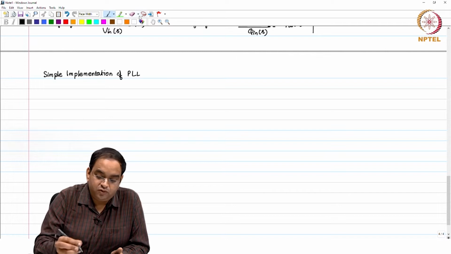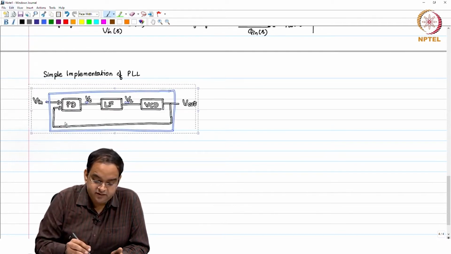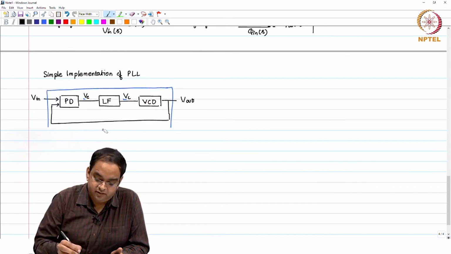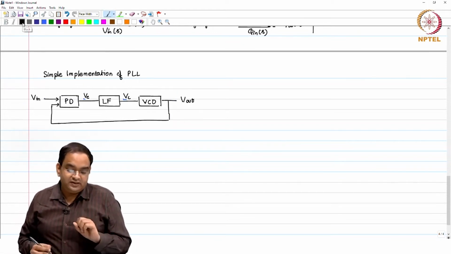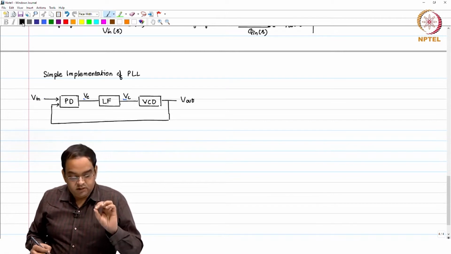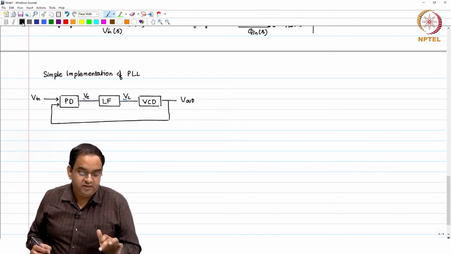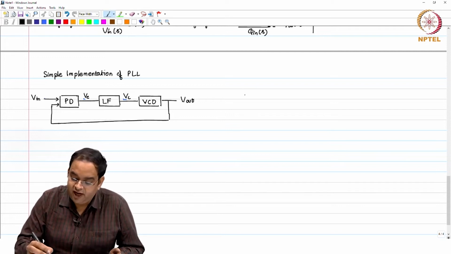So, we know that this PLL block is shown here. Input and output are sinusoidal signals, that is what we know. We need to somehow find the phase error between the input and output sinusoidal signals. So, let us look at it.